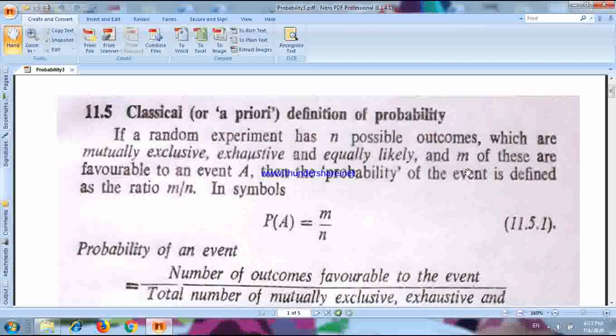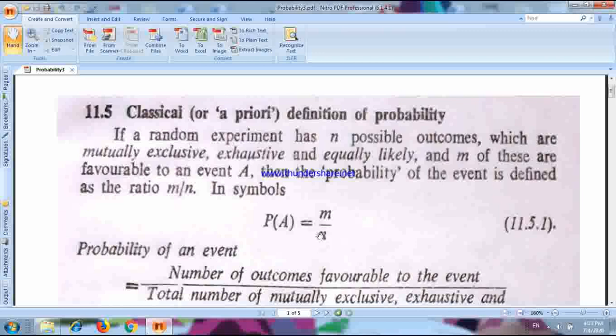and if m of these outcomes, that means what is said, the random experiment has how many possible outcomes? N possible outcomes. And if out of these n possible outcomes, m outcomes are favorable to an event A, then the probability of occurrence of the event A is defined as the ratio m upon n. Symbolically we write P(A), P(A) means probability of occurrence of an event A, equals m upon n.